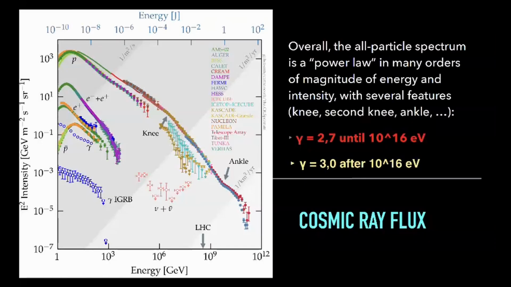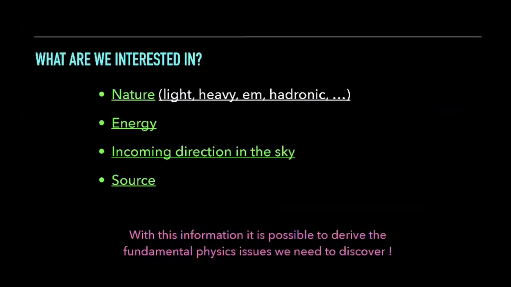When we catch cosmic rays, we are interested in understanding their nature: if it's a proton, a nucleus or a neutral particle, the energy, the direction, and then the source. If we get all this information, we really do astroparticle physics, and we discover the fundamental issues regarding them. The atmosphere acts as a real detector.